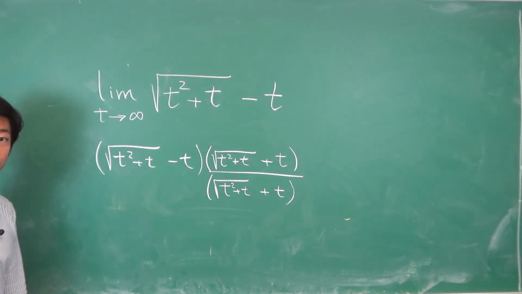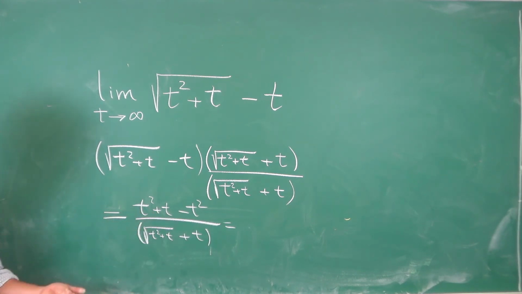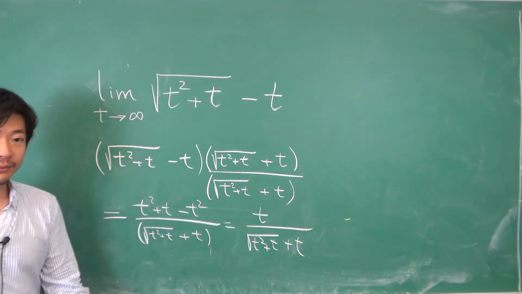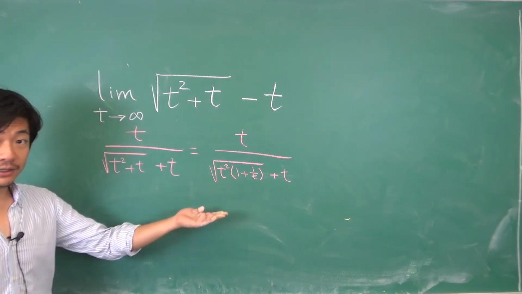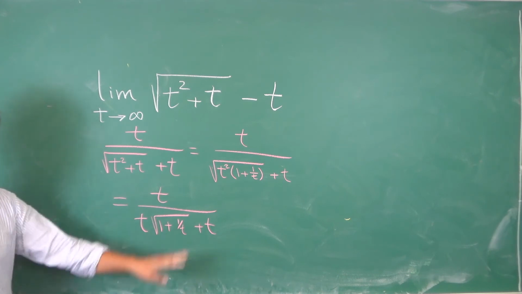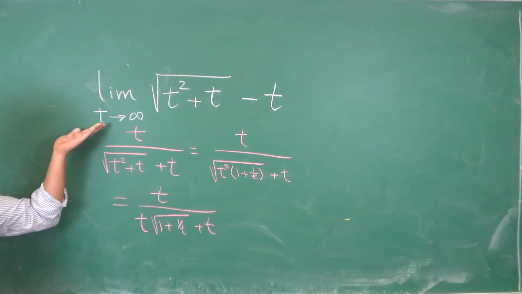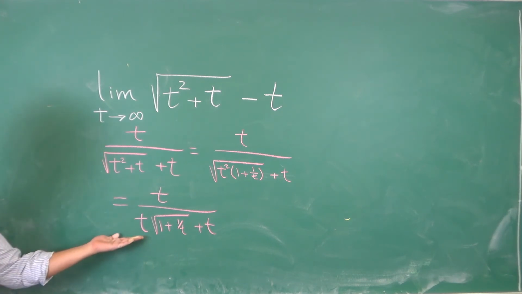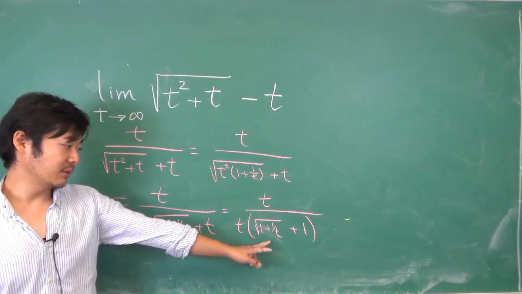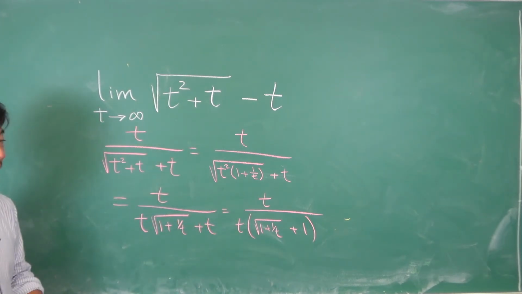And when we do that, we get t squared plus t minus t squared over this, which is this expression. So we can split this into t times the square root of 1 plus 1 over t plus t, because remember, t squared and square root, well, that becomes t. And we're assuming t is positive. Now we can factor out a t so that we have 1 plus 1 over t plus 1, and then a t and a t. So those cancel because t is positive.